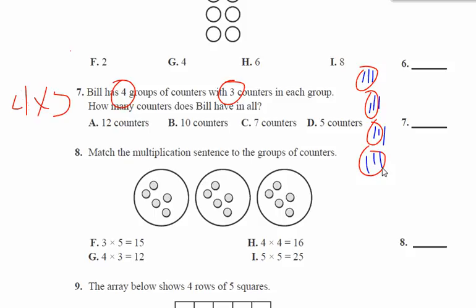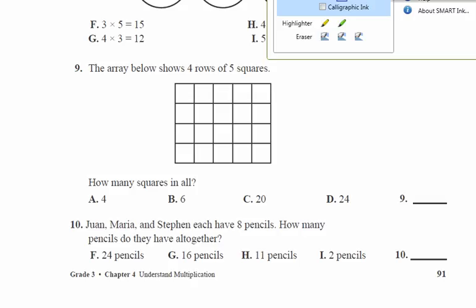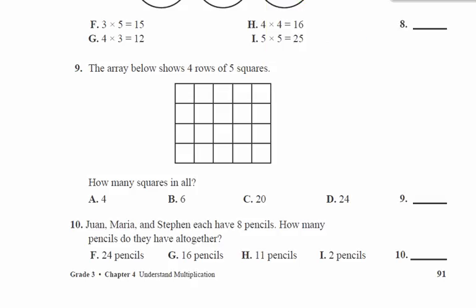So look at number 8. It says match the multiplication sentences to the groups. How many groups are there? Three. How many in each group? Five. And we're to say multiplication, right? Yes. So which one looks like 3 times 5? F does.